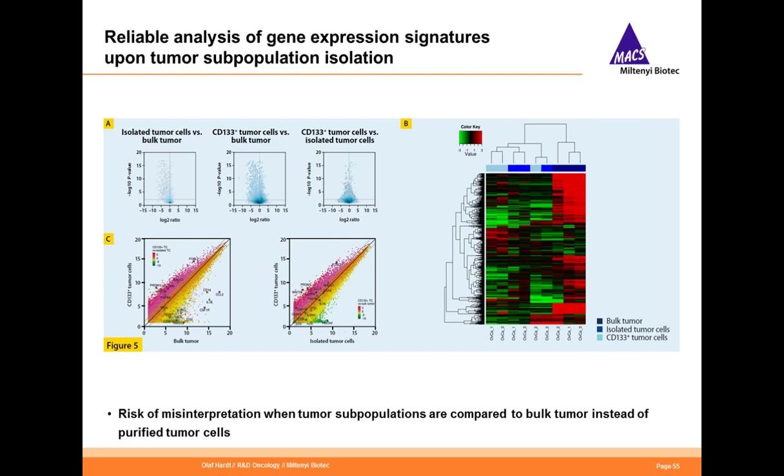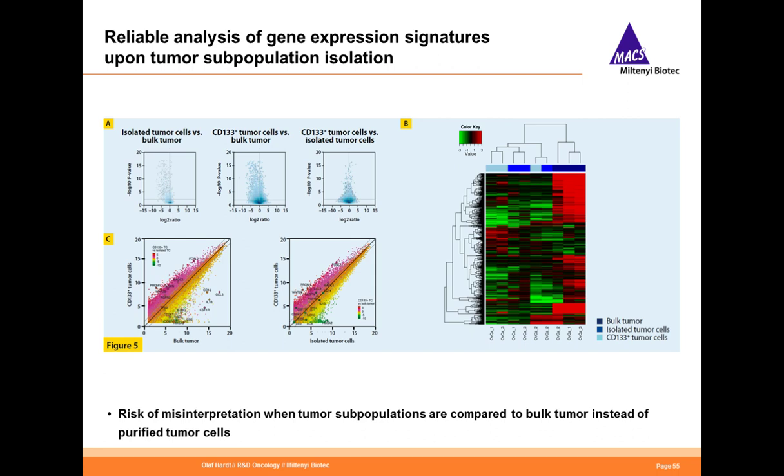And this, just briefly looking at it, shows you the results. And what you can see here is that when you compare the tumor subpopulation, the CD133 positive cells, to the bulk tumor, you see a lot of difference. But you see also the same difference when you just compare the isolated tumor cells to the bulk tumor, meaning that most of the signals that you get is actually just a difference because you removed all the stromal cells from your sample. And actually, if you look at C here, you see that really, if you want to challenge what are the differences among the tumor subpopulation and the other tumor cells, the differences are really minor.